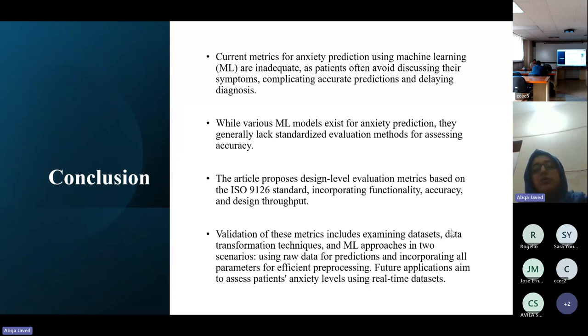The article proposes design level evaluation metrics based on the ISO 9126 standard, incorporating functionality, accuracy, and design throughput. Validation of these metrics includes examining the dataset, data transformation techniques, and machine learning approaches in two scenarios, using raw data for prediction and incorporating all parameters for efficient pre-processing. Future applications aim to assess patients' anxiety levels using real-time datasets.